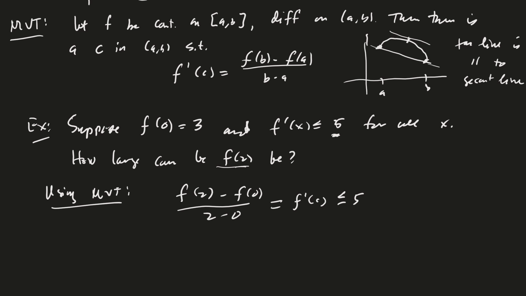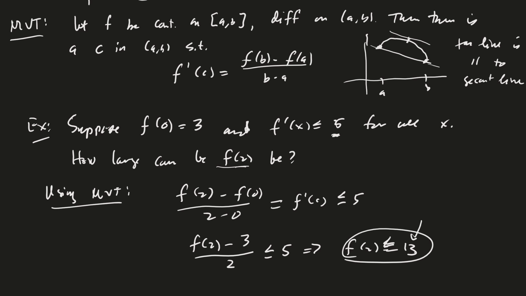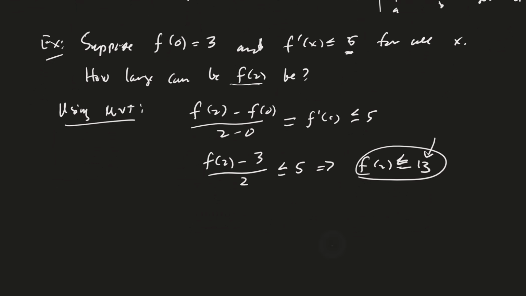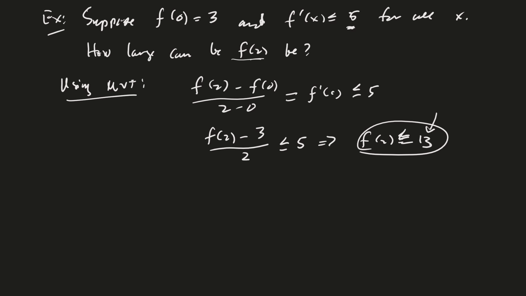Good, and so do you see that you can solve this inequality then for f of 2, because that's the only unknown here. f of 2 minus f of 0, which is 3, divided by 2 is less than or equal to 5. So 10 plus 3 gives f of 2 less than or equal to 13. Good, so there 13 is as big as it can possibly be. Now when I said that you could reason it out, here's a way you could reason it out. I'm just showing you this because we didn't have to use the mean value theorem, but I guess we needed to. You need to use the mean value theorem to prove your statement.